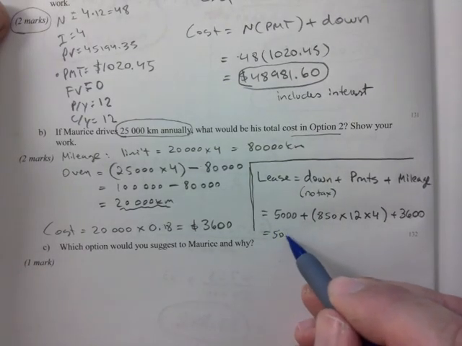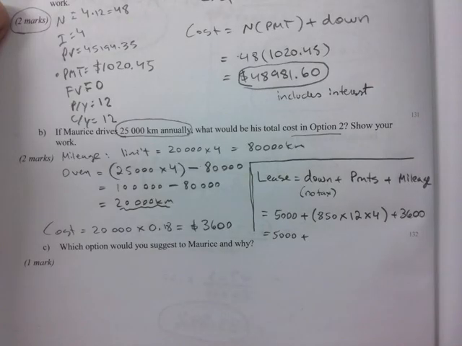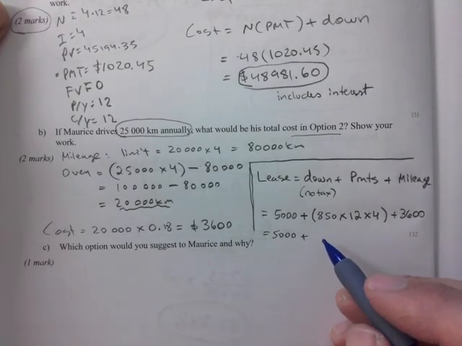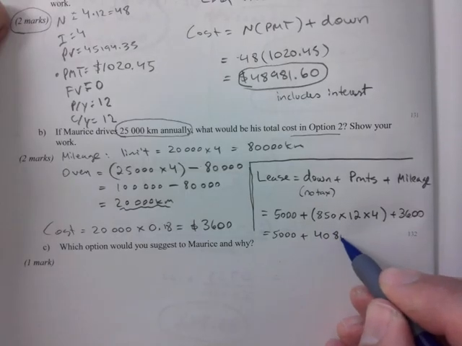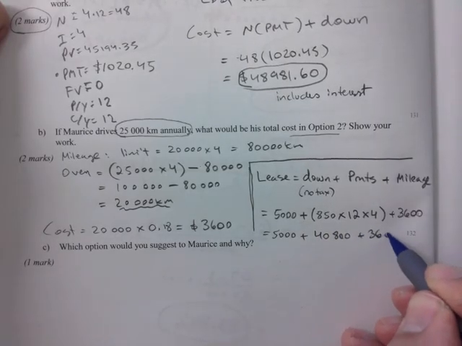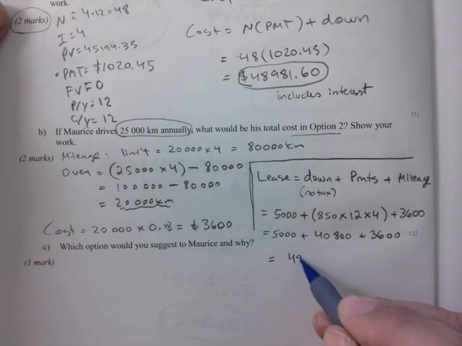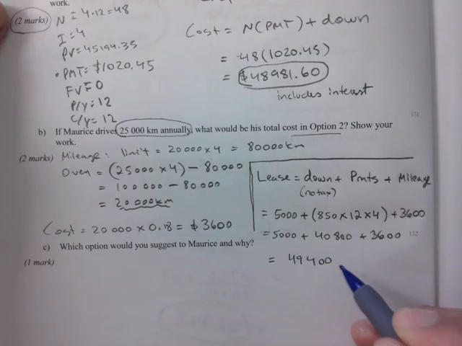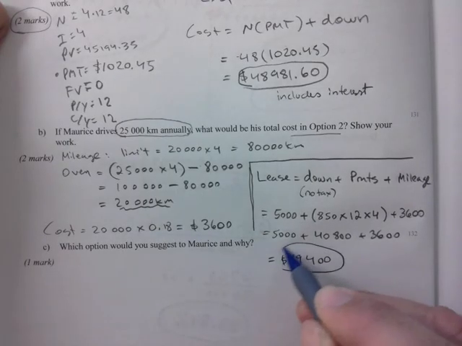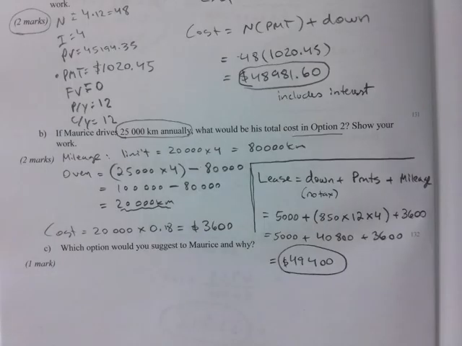So that's 5,000. Can you see that? Yeah. 5,000 plus 40,800 plus 3,600. This is a lot of work for 2 marks, in my opinion. So the total cost of option 2 is 49,400.